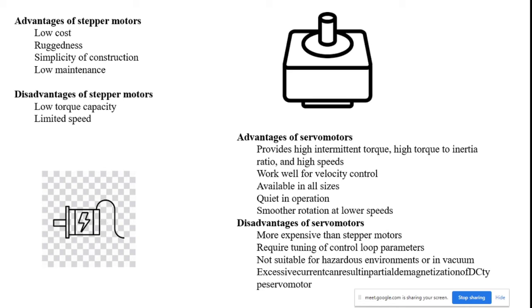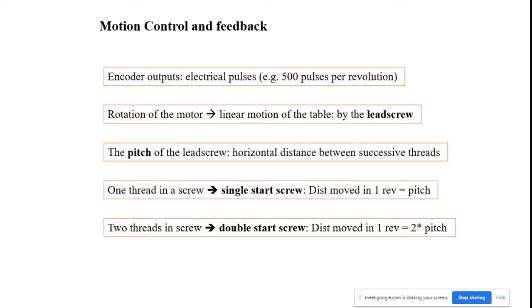So, depending upon the situation and depending upon the machine axis movement, we can choose different kinds of motors. And then, how can we control the motions of the CNC machine and how can we get the feedback? Already you are aware of what an encoder is and how we can sense the position of a table. Now let us look at the machine control and the feedback.